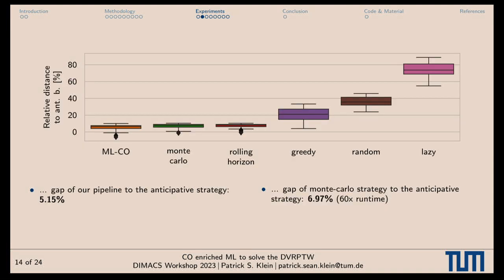Now, our results indicate that our integrated MLCO pipeline outperforms all of the benchmark strategies. That is, we reach a gap to the anticipated strategy of 5.15%, while the next best strategy, that is the Monte Carlo strategy, reaches a gap of around 7%, while of course taking 60 times the runtime of our MLCO policy.